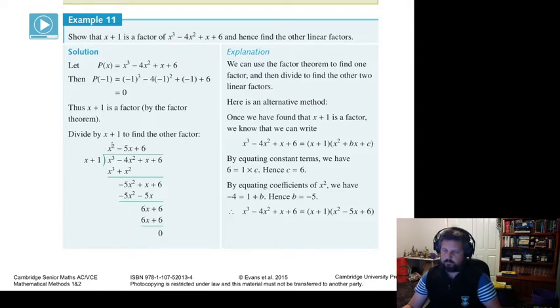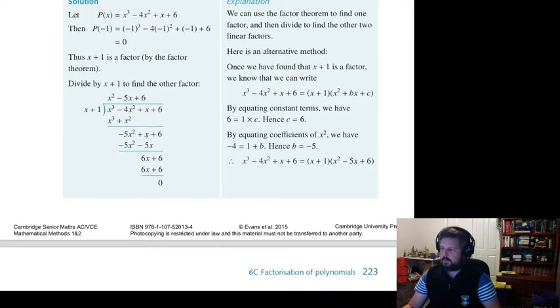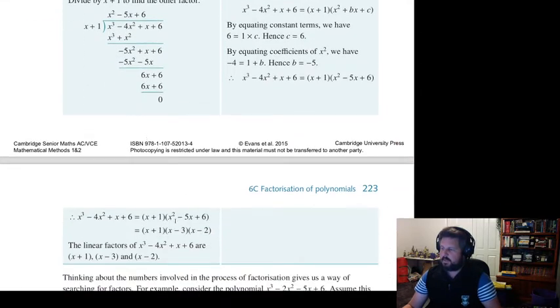Once you have the quadratic, you can factorize the quadratic and that will break it into the other factors. So in this particular case, when you've got x squared take away 5x plus 6, that factorizes to x take away 3 and x take away 2. So those two are the other linear factors. Cool.